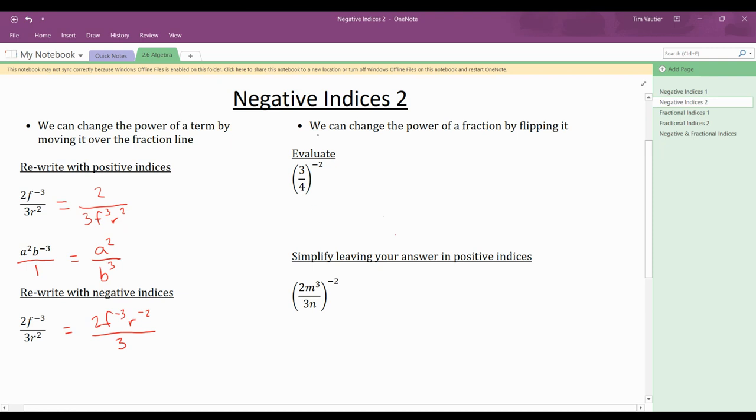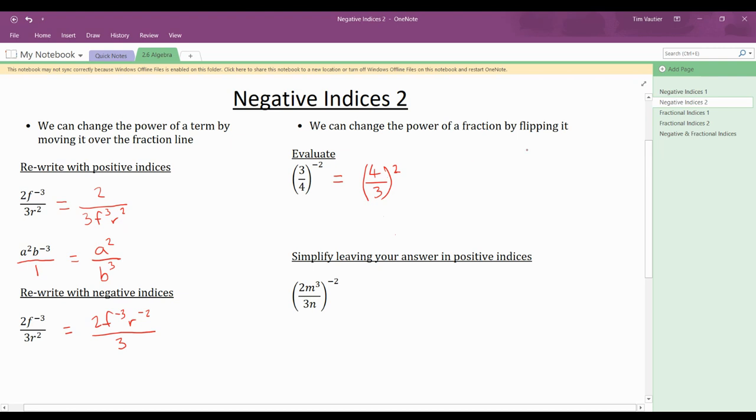All right, and so another important principle is that we can change the power of a fraction by flipping it. And so here we've got 3/4 to the power of negative 2. If we want to work this out, we need to be dealing with positive powers. So if we rewrite this as 4 over 3, so I've flipped my fraction, now my power is changed from negative to positive.